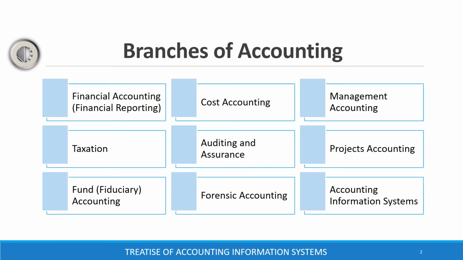There are 9 branches of accounting, that is, financial accounting, also known as financial reporting, cost accounting, management accounting, taxation, auditing and assurance, project accounting, fund accounting, also known as fiduciary accounting, forensic accounting, and finally, accounting information systems.